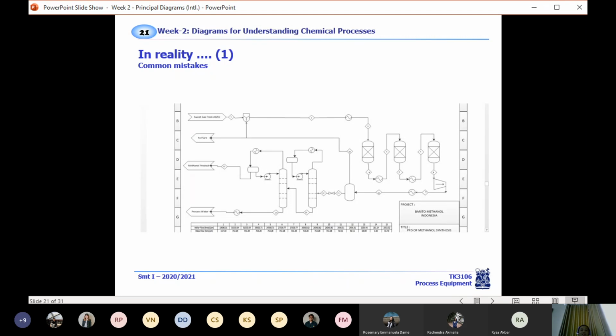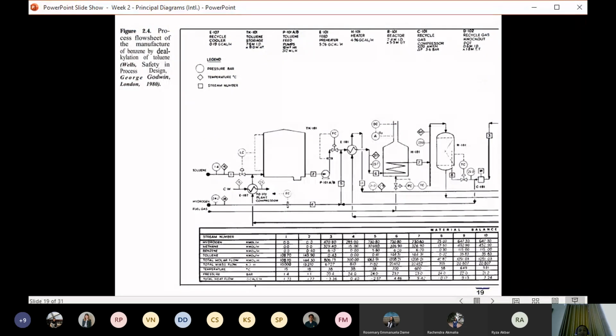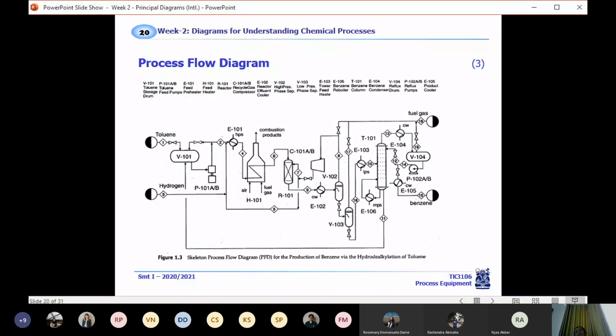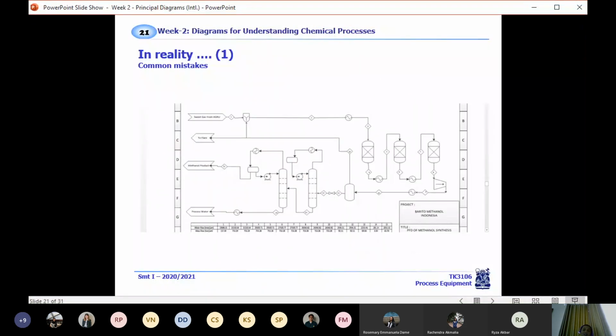So I will ask you about this slide. In reality, this is ideal. When you draw a PFD ideally, you will have this one. In reality, I took this one from the plant design class, so it was drawn by your friend, your senior. There will be a common mistake. Can you tell me what the mistake is in this PFD?